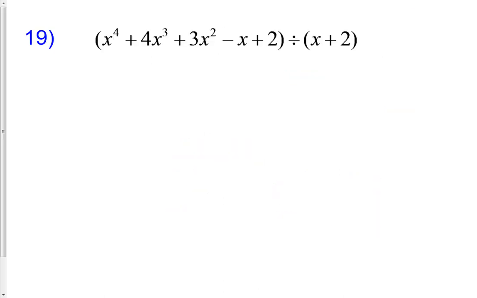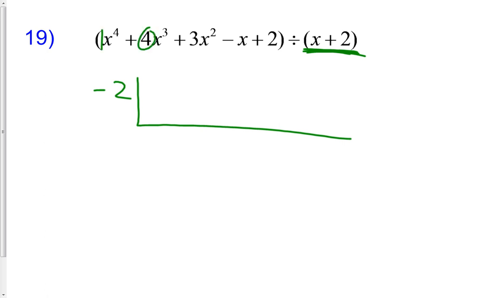Okay, here starts a very new concept that we were introduced to a couple days ago. It's called synthetic division. So when we divide by a binomial, we're going to use synthetic division. We bring the negative 2 out in front. Remember, it's the opposite of what's in here. So when we see x plus 2, the negative 2 comes out in front. And then all of these coefficients we're going to bring down: 1x to the fourth, 4x cubes, 3x squareds, negative 1x, and a positive 2.